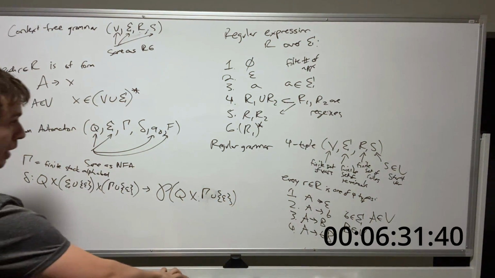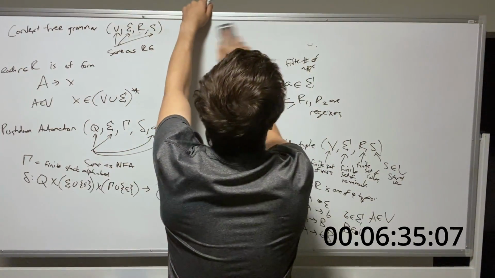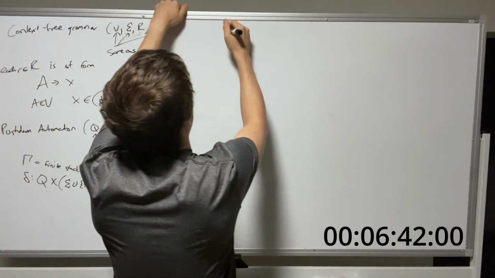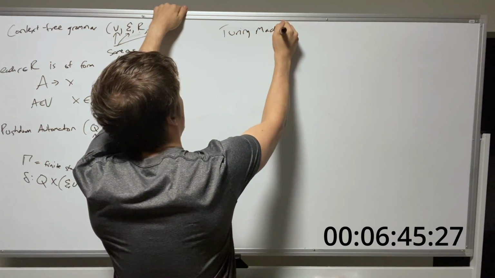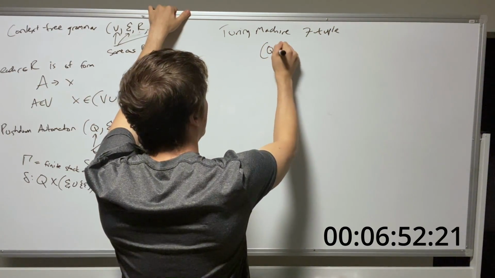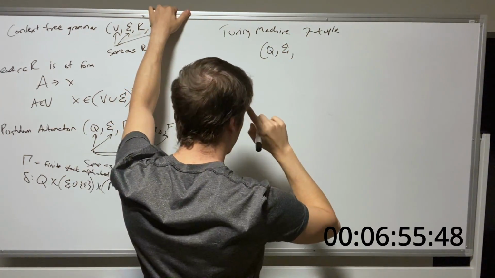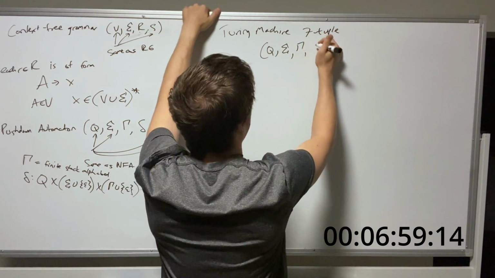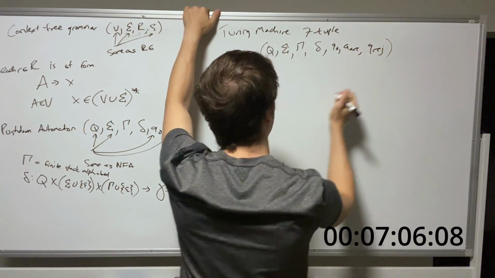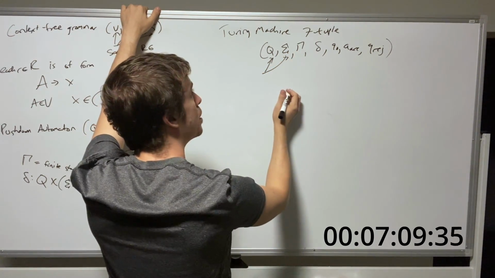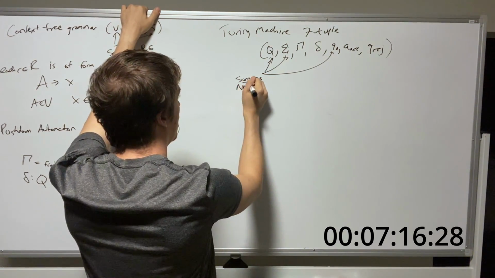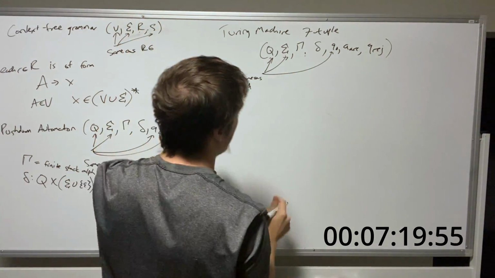All right, so those are the context-free languages. Now let's talk about the final one, which is Turing machines. I think that's all of them. So a Turing machine is a seven tuple. That is Q, sigma, gamma, which is not the same thing as a PDA, the transition function, Q zero, Q accept, Q reject. These are the same as NFA. I don't go to gamma because it is different here.